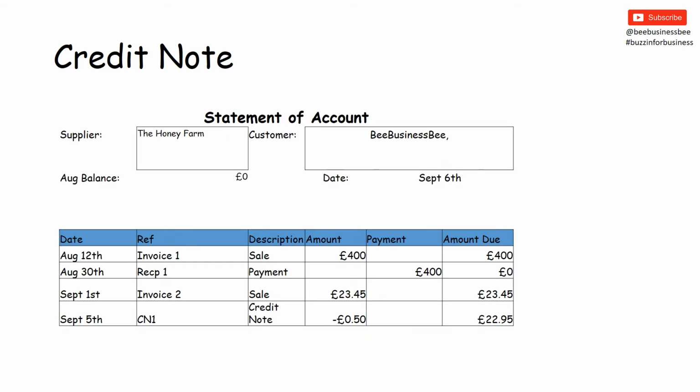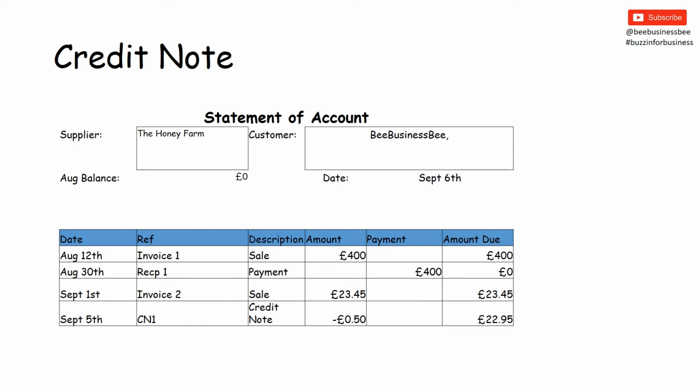And that is what a statement of account would look like. So I've tried to create this so you can see the numbers and where they come from. So again, you have things like August balance. In other words, what was the balance of this account in August? In other words, it was zero. It settled up. There was no outstanding money. So B had paid the supplier. There were no credit notes, obviously, in the favour of B.